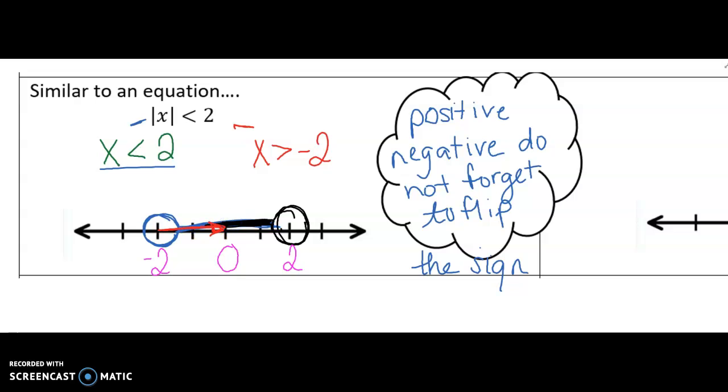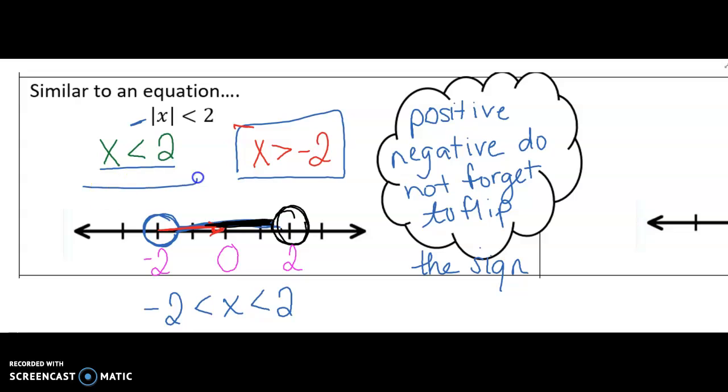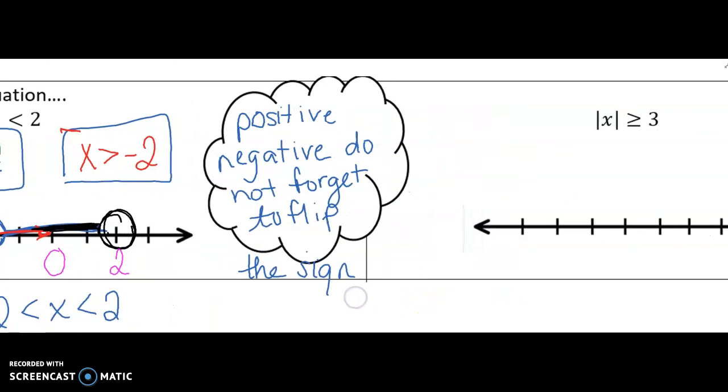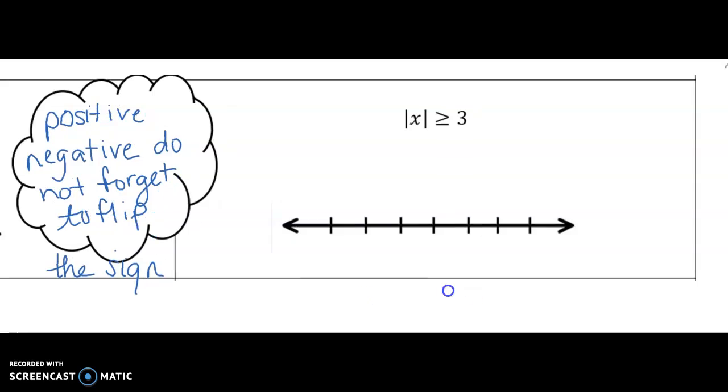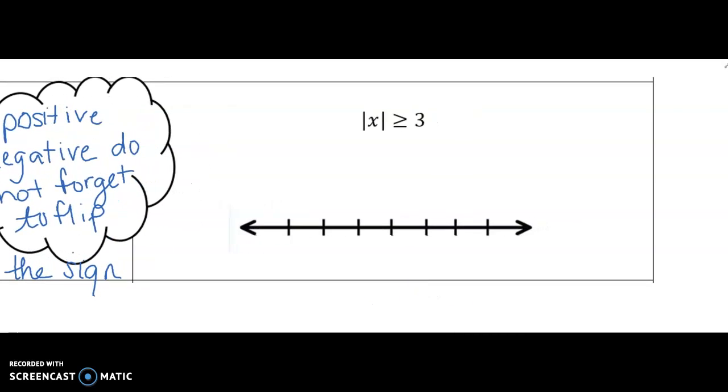And if I were to write that connected in one compound statement, because it is together, I would start with -2 is less than x, which has to be less than 2. Notice that I put these together because the absolute value of x is less than 2. All right, let's go ahead and try another one. Be very careful with the signs because that's where my students get confused.